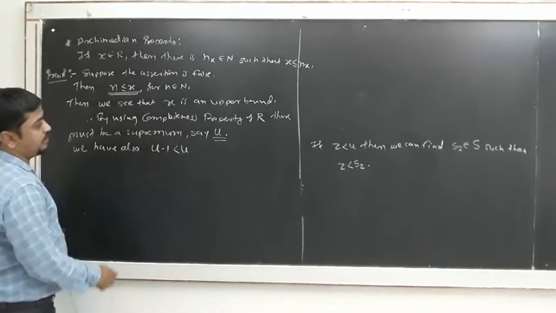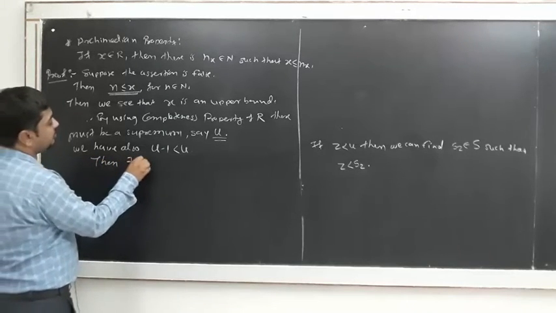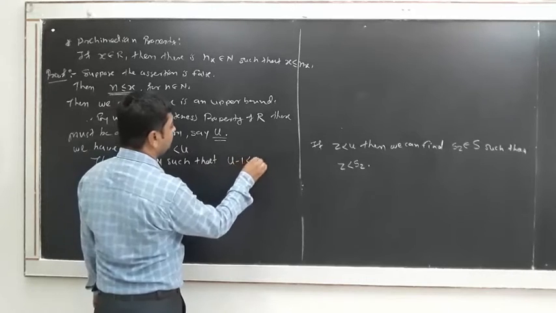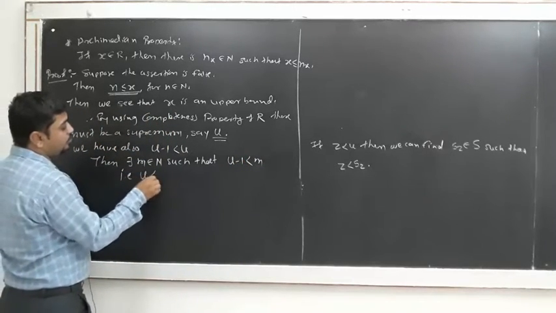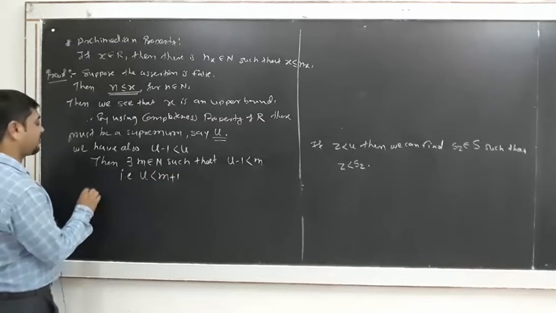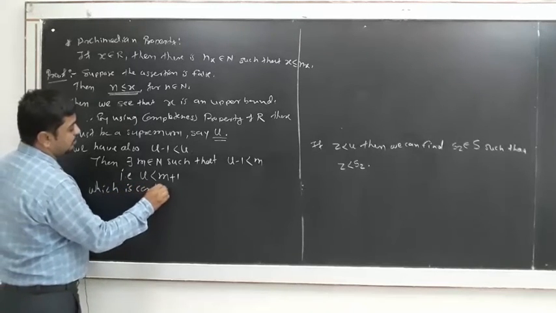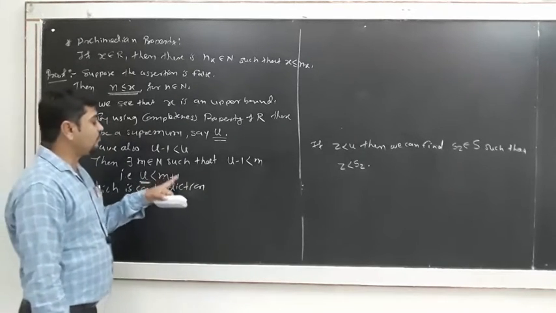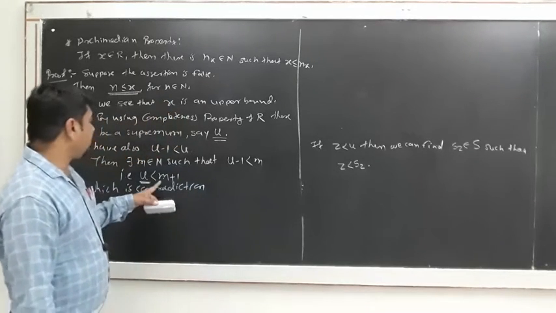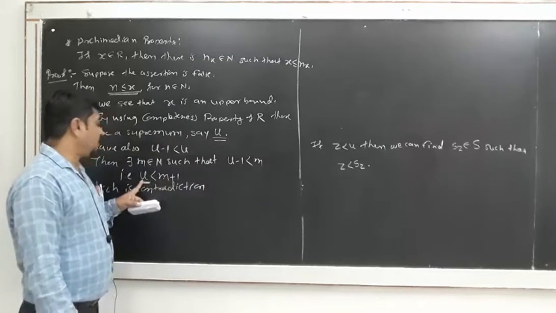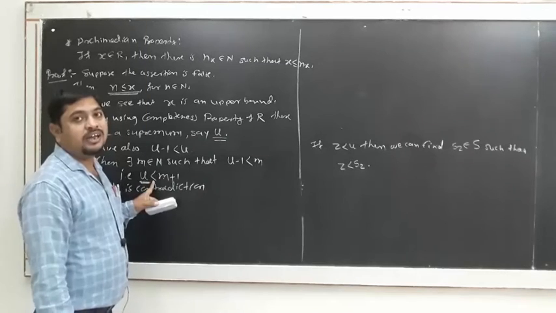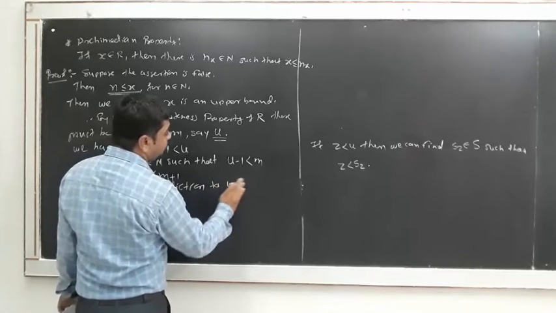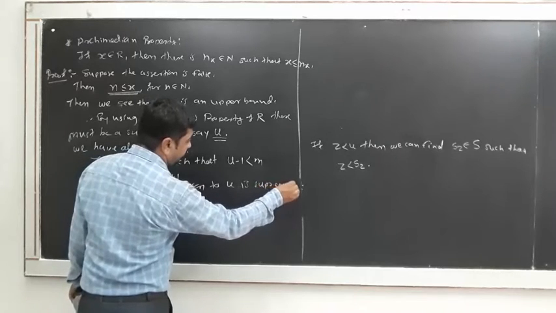Here also we can write similarly. Then there exists a natural number n such that U minus 1 is less than n, and that means U is less than n plus 1, which is a contradiction. What it means is that n plus 1 is a greater natural number than n, and this is a contradiction to U being the supremum of N.